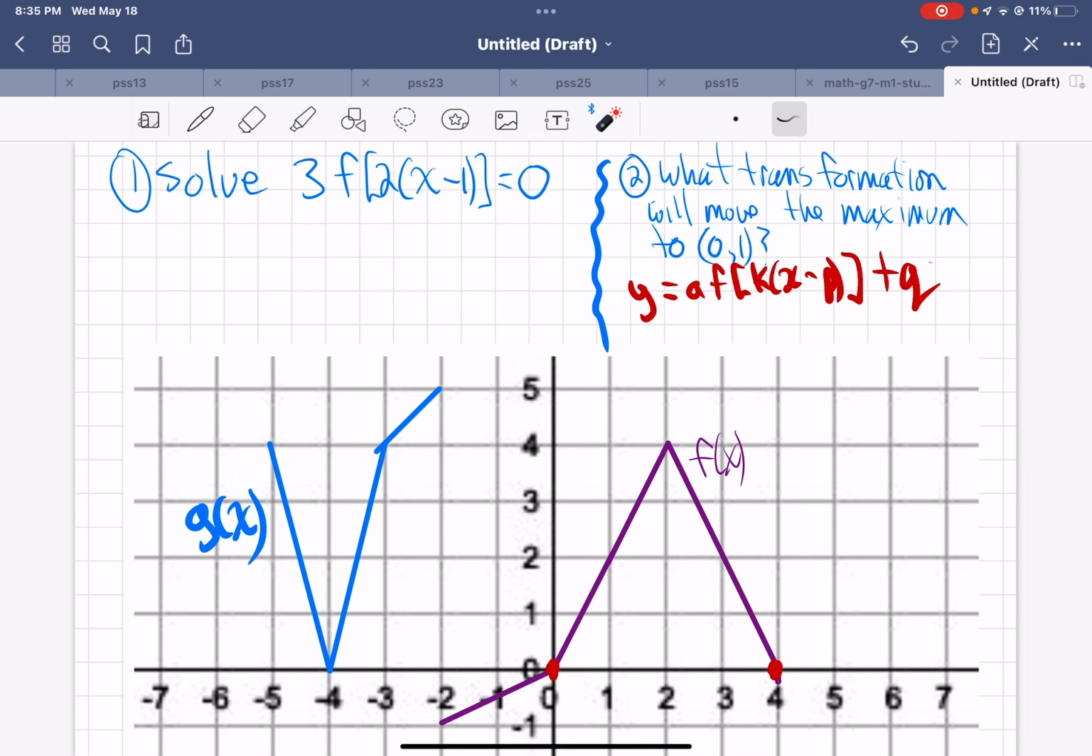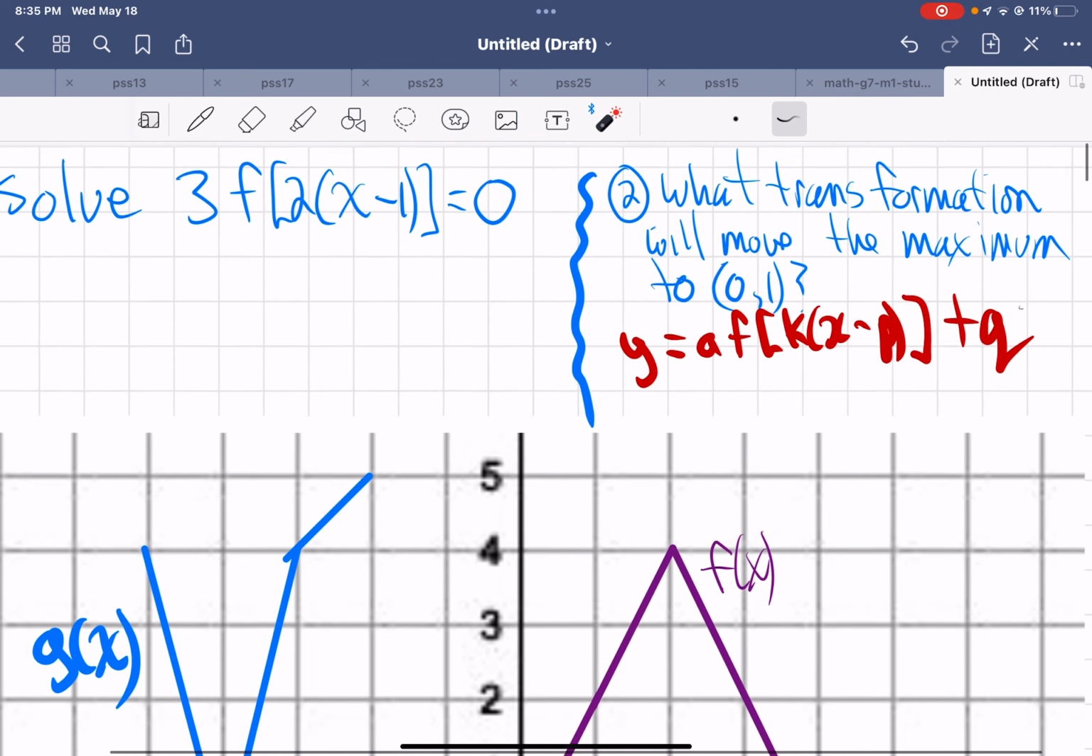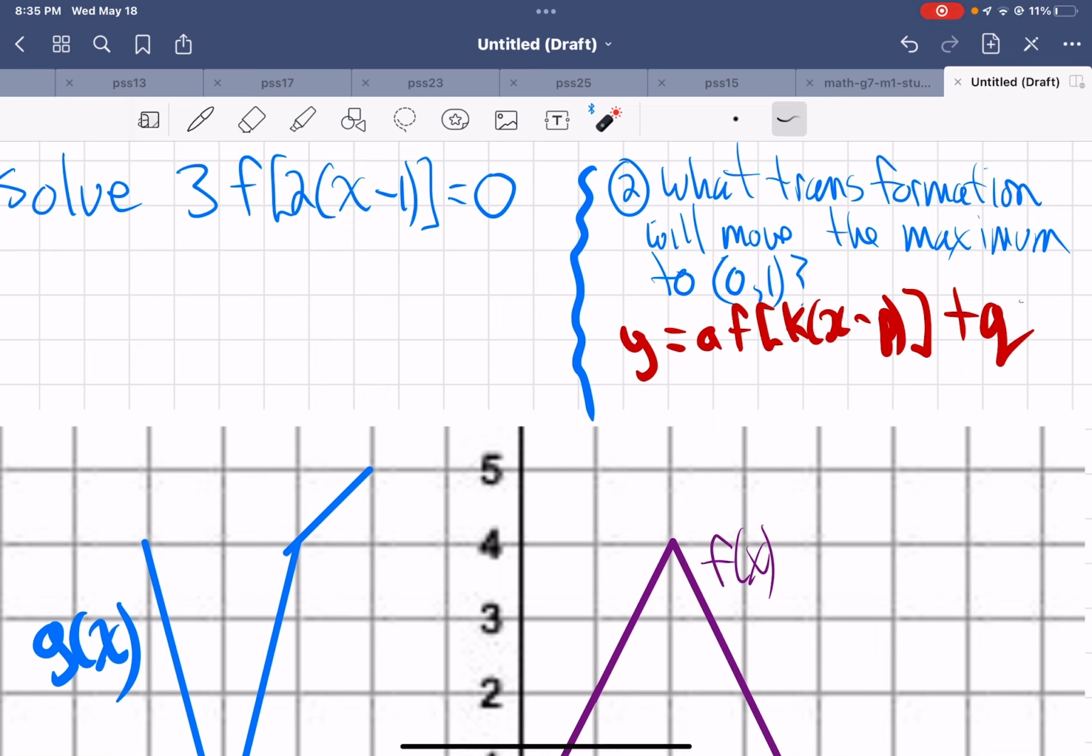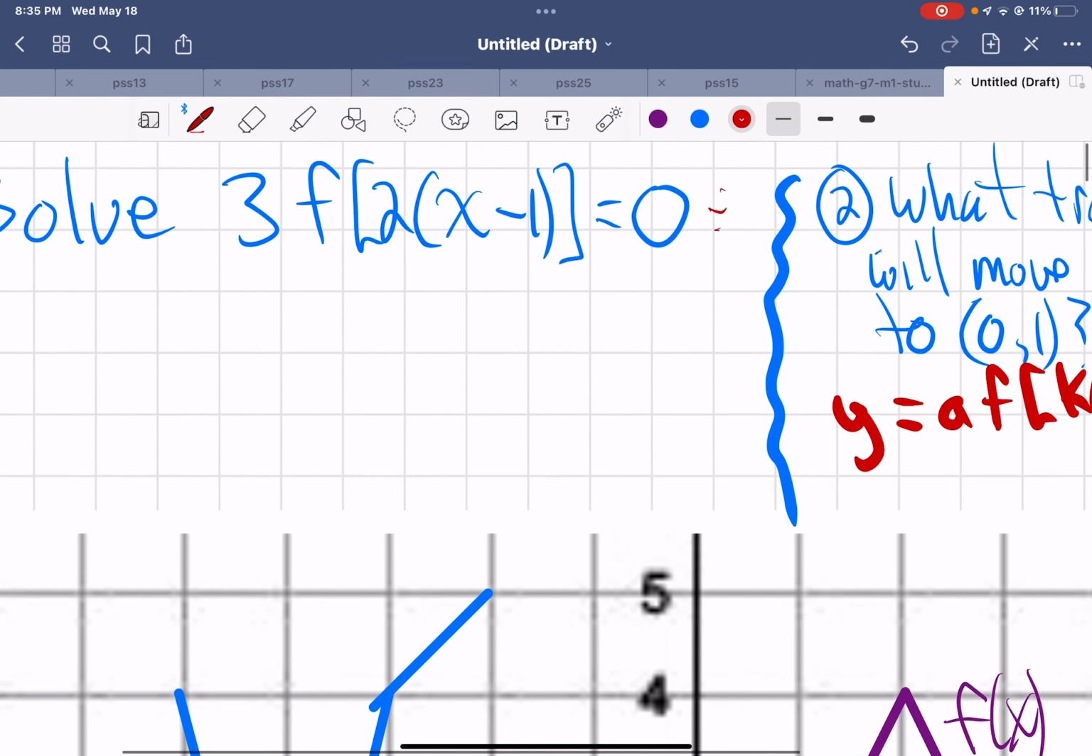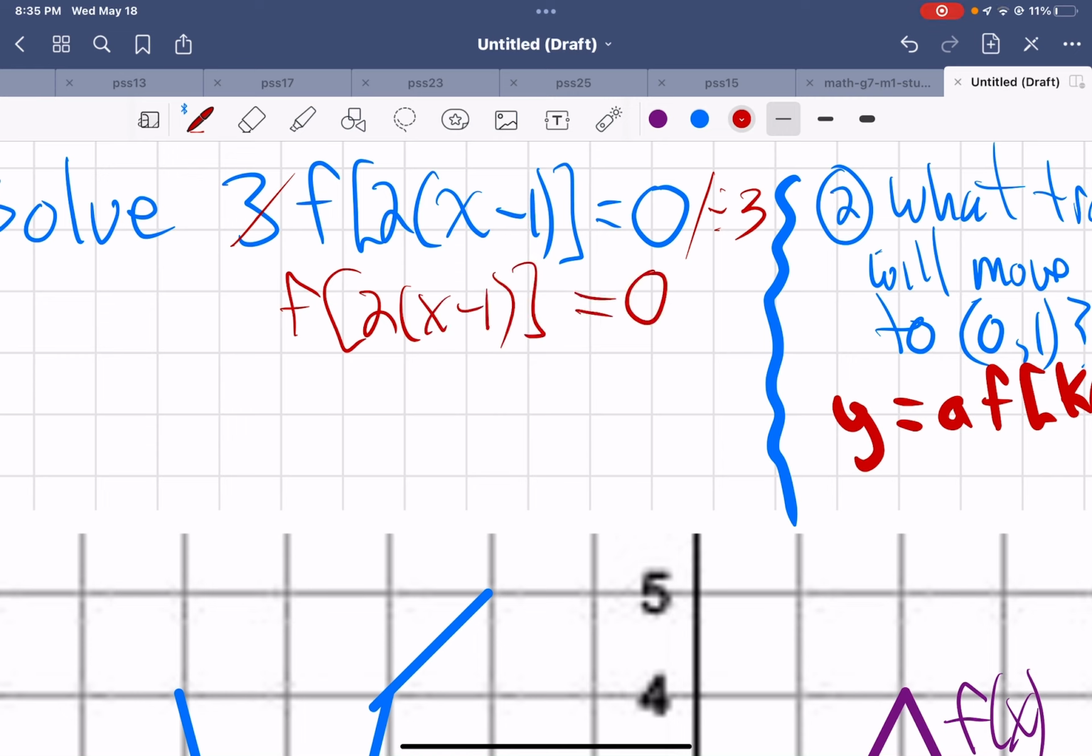So we'll just solve it using, in the beginning, inverse operations, right? So if I'm going to solve this equation, first thing I'm going to have to do is divide by 3, and that will get rid of that 3, and then I'm going to be left with f(2(x − 1)) = 0.